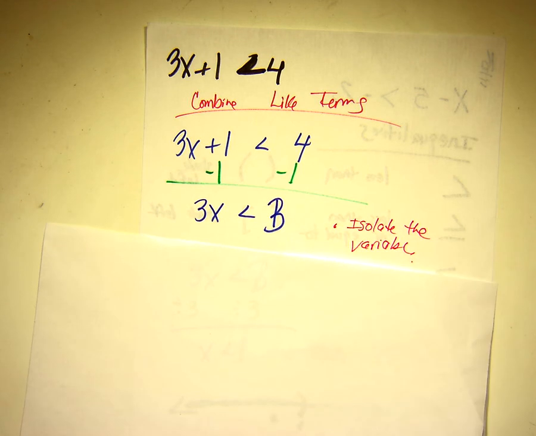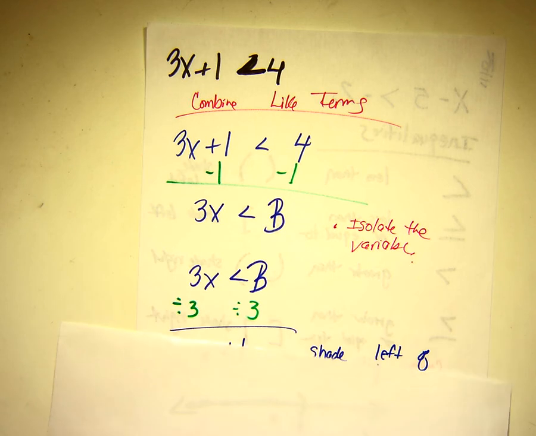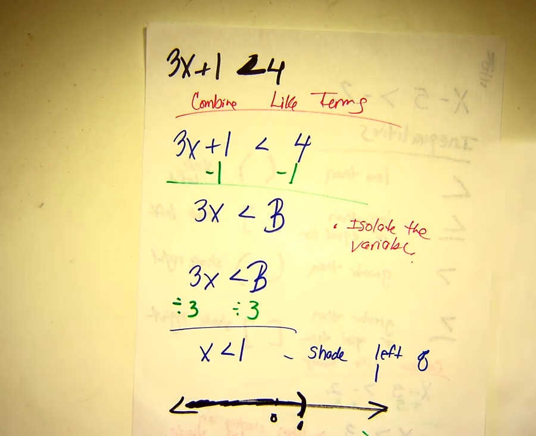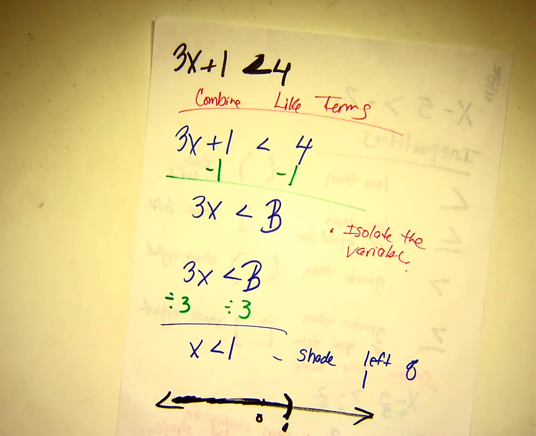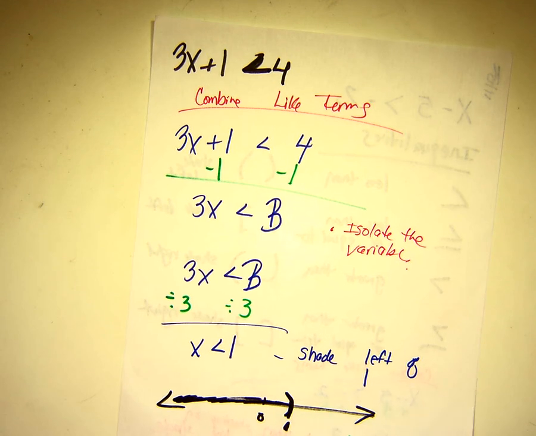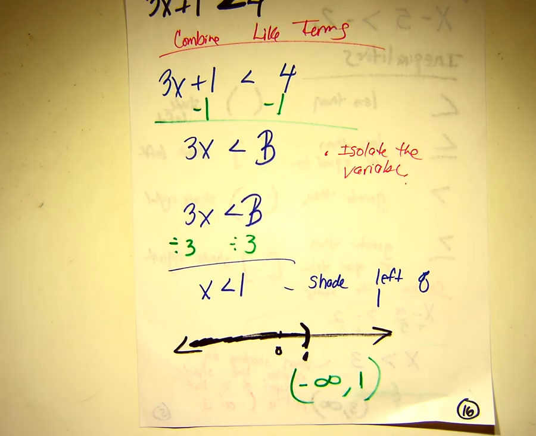Now I'm going to isolate the variable by dividing both sides by 3. So we know that 3 divided by 3 gives us 1. We brought down our x, and we brought down the inequality. I know that I'm going to shade to the left because it's pointing to the left. So on the number line, you're going to have a parentheses at 1, shade to the left. Interval notation, you see how it keeps going and going in the negative direction? So that'd be negative infinity, comma 1. So be careful when you're doing that interval notation.